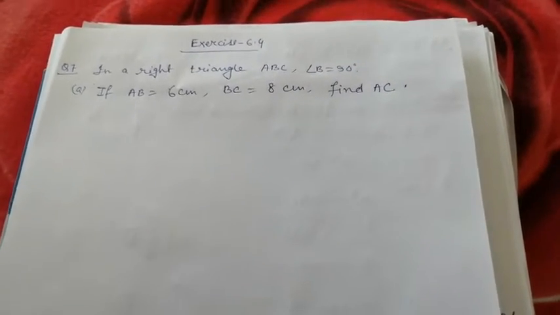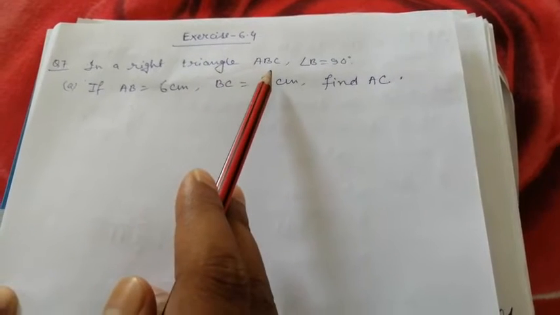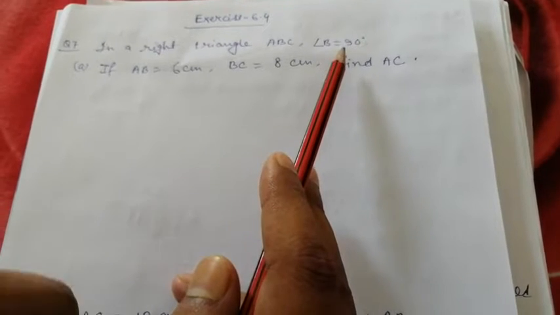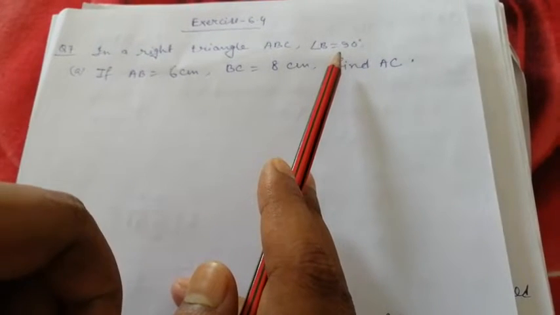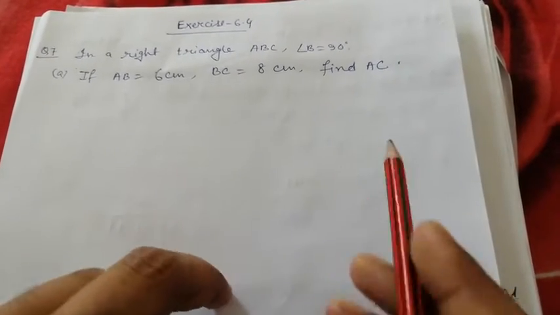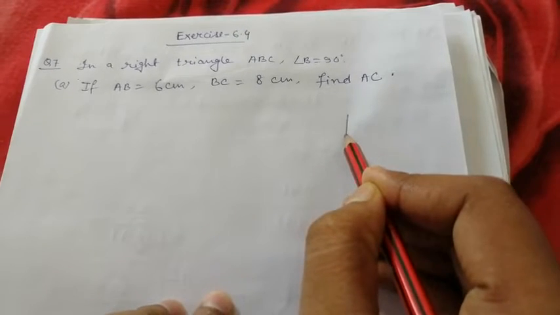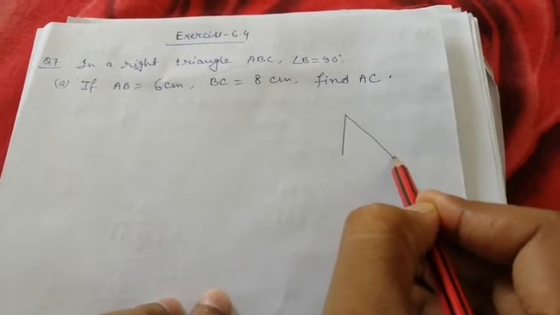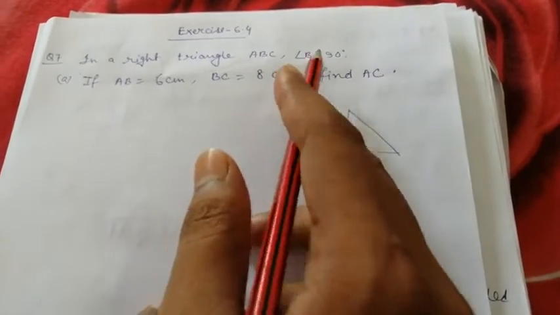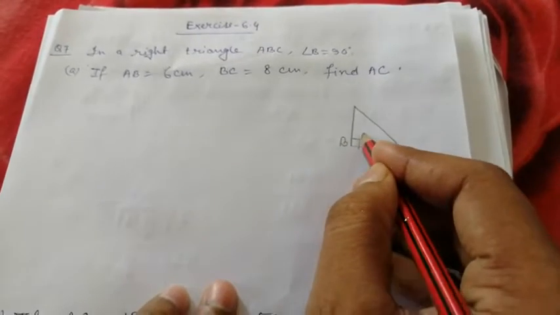Concentrate, all of you. Question number 7 says, in a right triangle ABC, angle B is equal to 90 degrees. That means obviously this is a right angle triangle. So I will make the triangle, which is a right angle triangle, and in this question it says angle B is equal to 90 degrees. So you can say this is B and this is your 90 degrees.